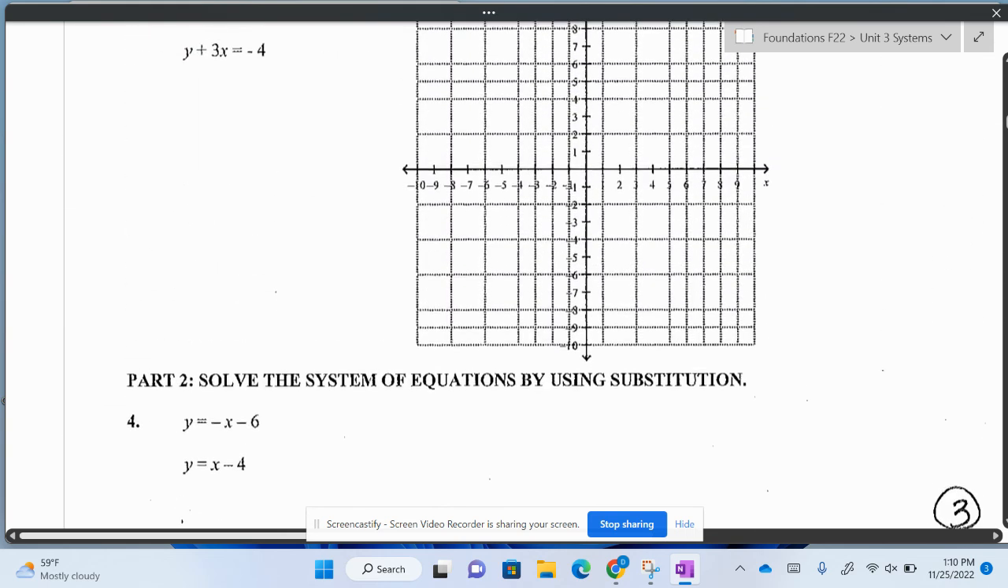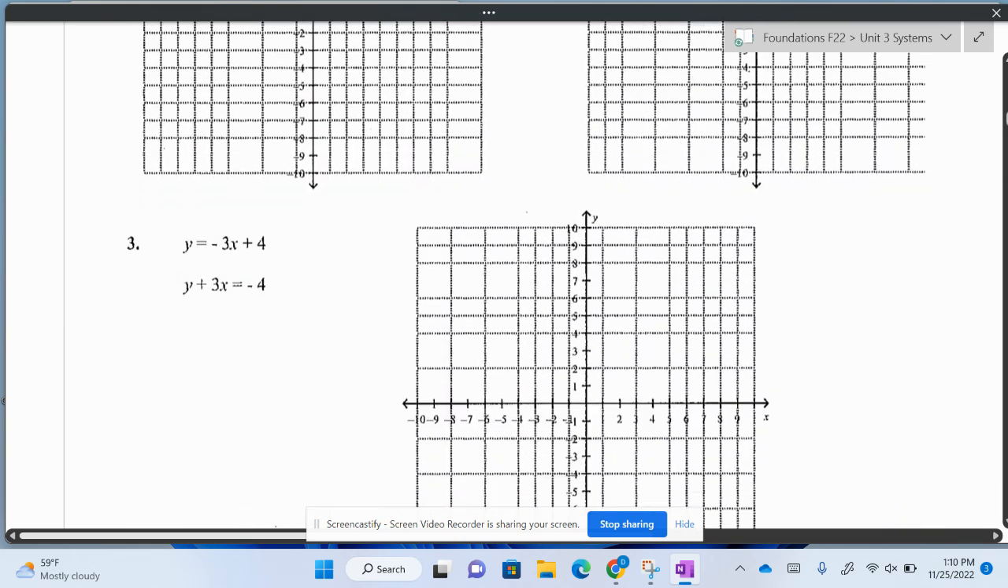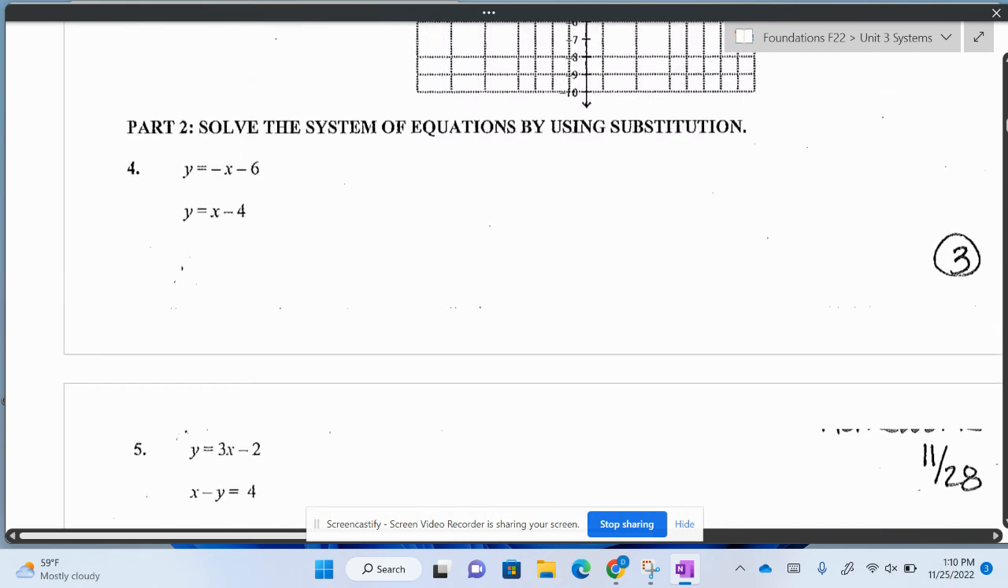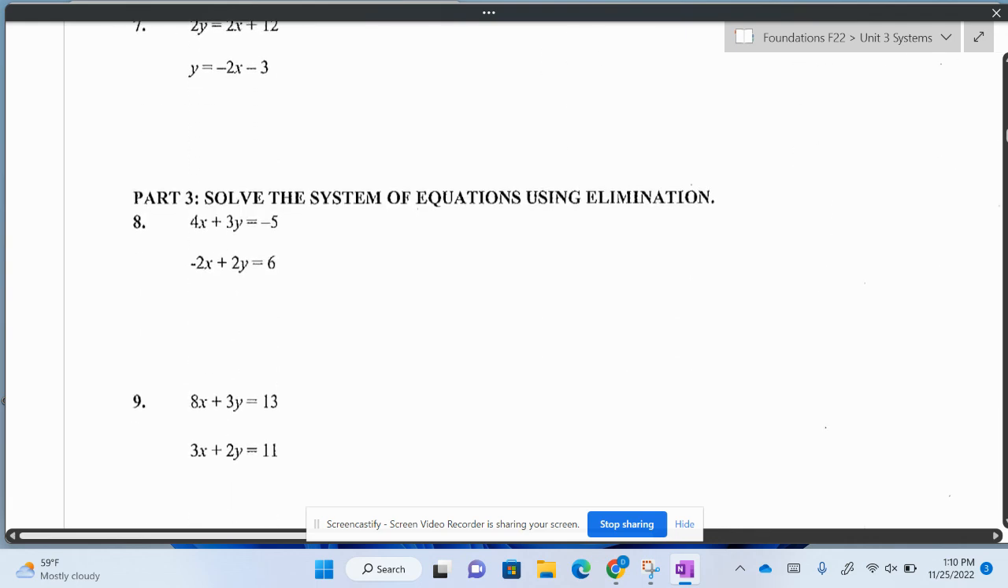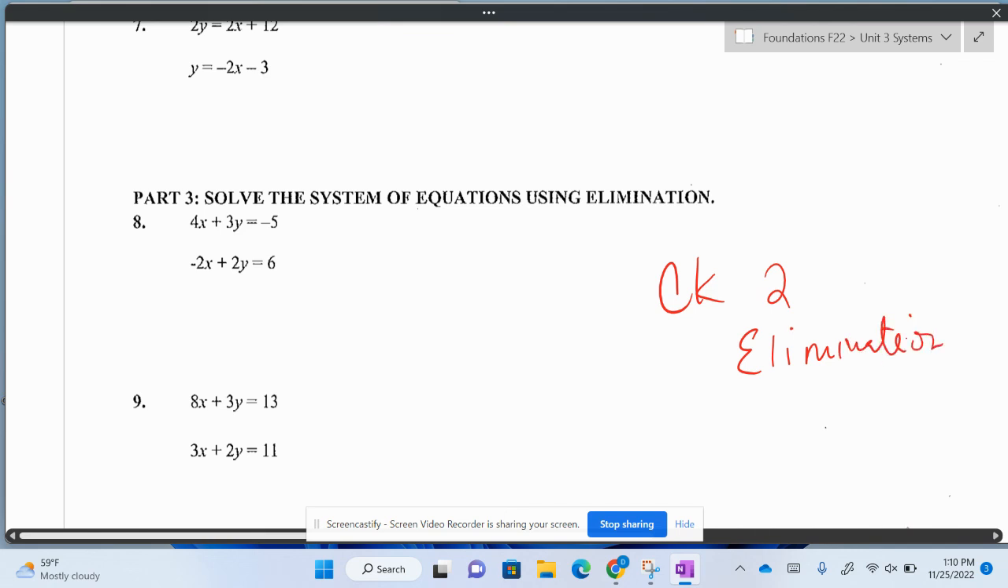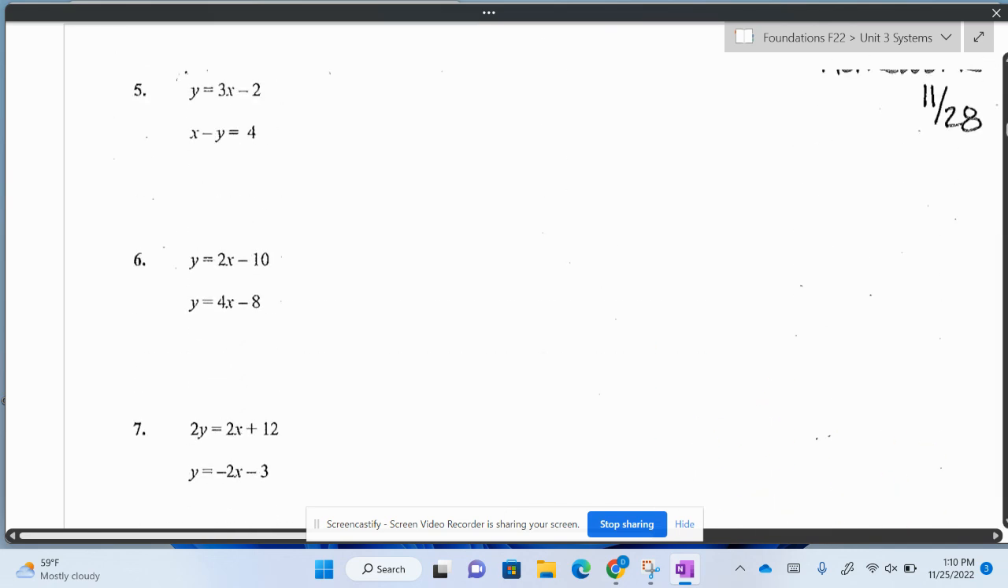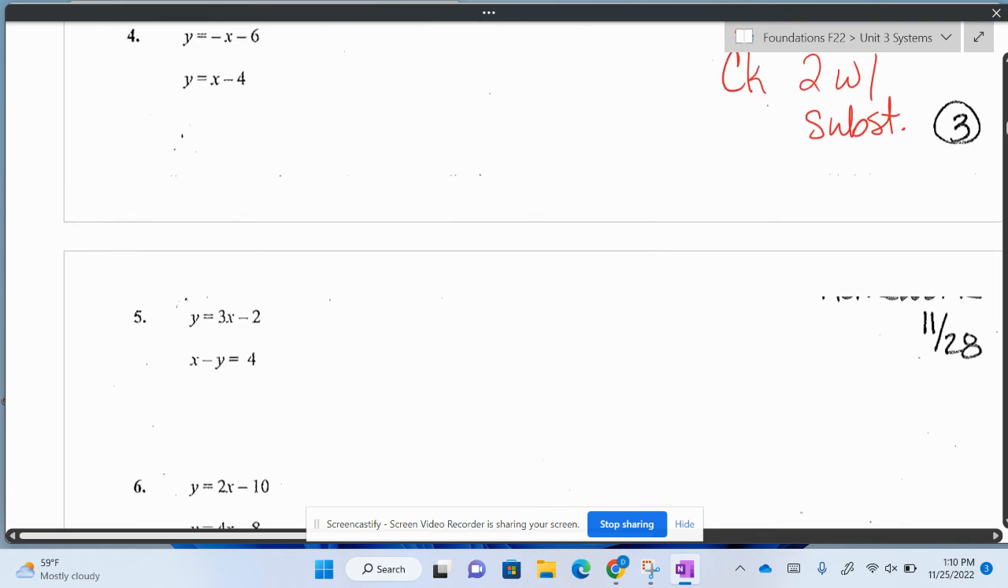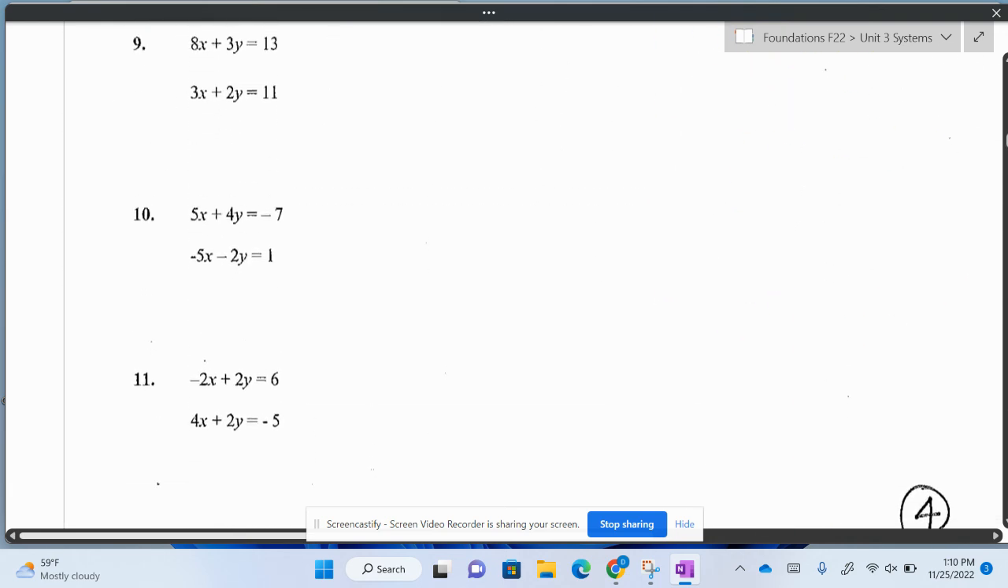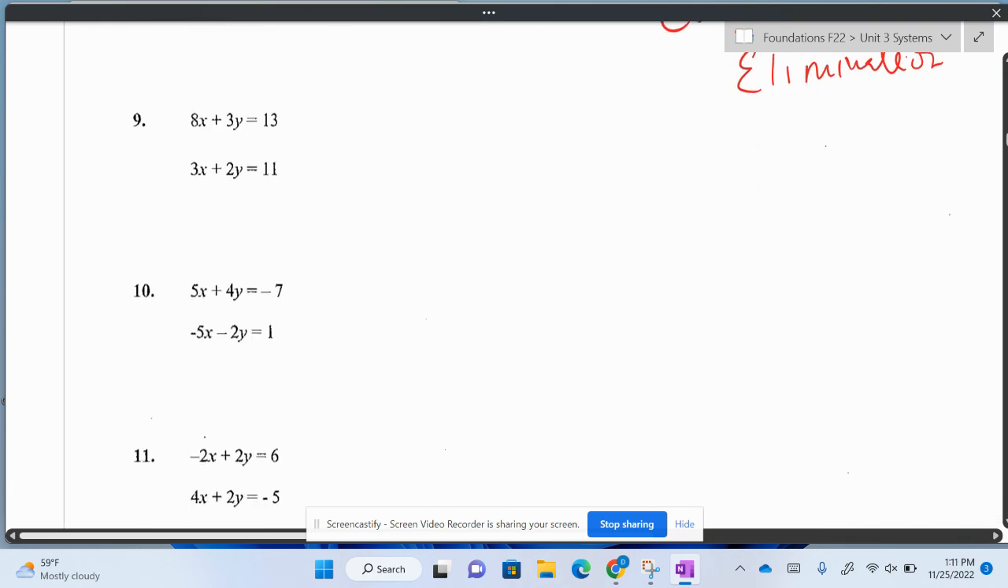You need to do the checks. You need to check 2 with substitution, and I want to see it. And then you need to check 2 from the elimination. So pick 2 out of the 4 that you solved using substitution and check 2 of them. So 2 out of these 4, and then 2 out of the 4 that you solved using elimination.